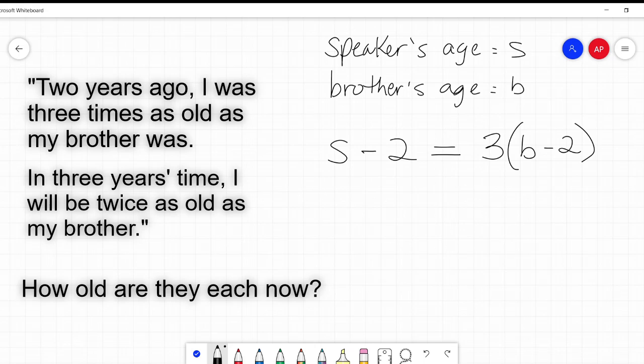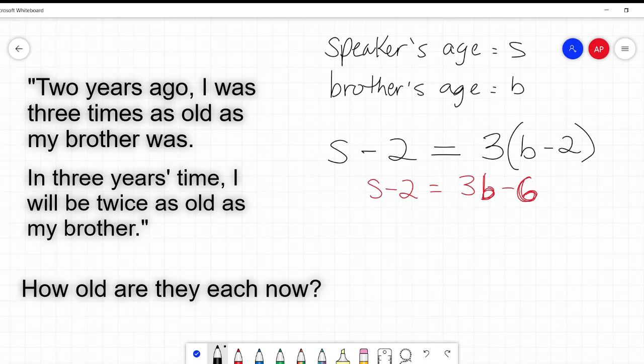I'm actually going to go ahead and simplify this and say that's the same as S minus 2 equals 3B minus 6. I just distributed. If you need help with that, I have a video down below on the distributive property. And just to be very clear, this is a 6, and this is a B. I know they look kind of similar the way I wrote them. All right, so that's our first equation done.